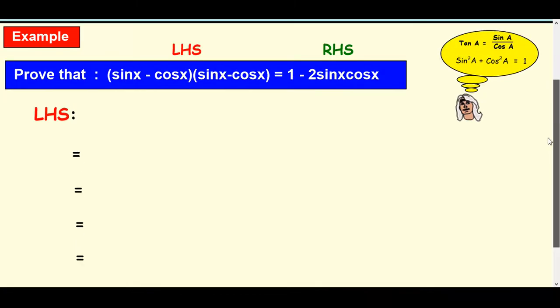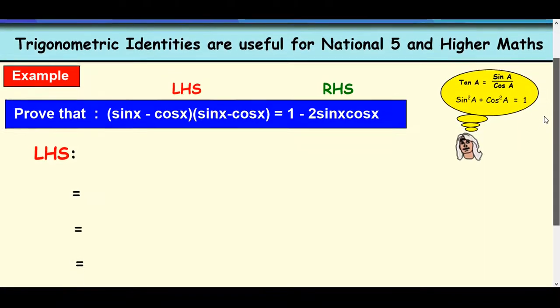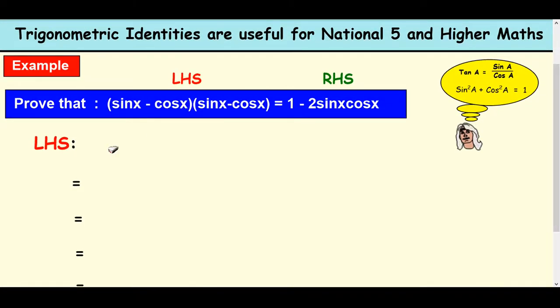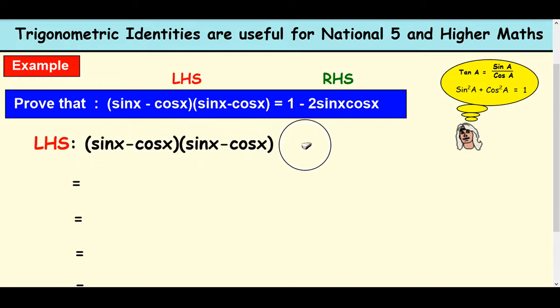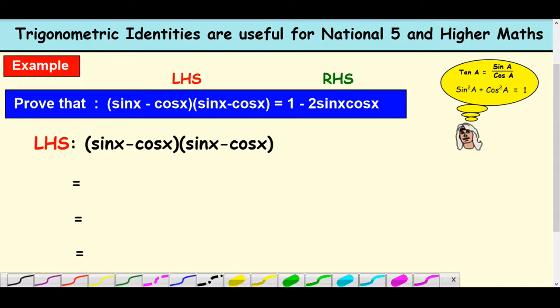Right, this is quite a tricky one, this one. So let's have a look at it. So we've got the left-hand side is double brackets. Let's write that out. Now, when you've got double brackets, then what you tend to do is multiply it out just as you do with algebra.